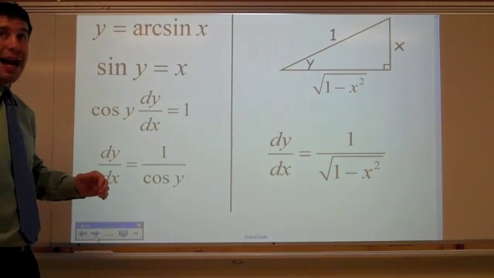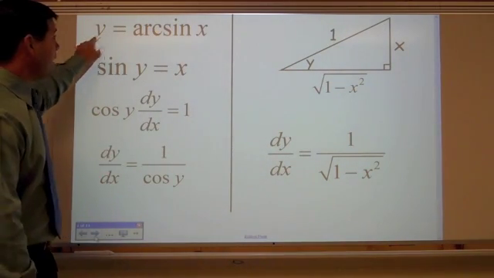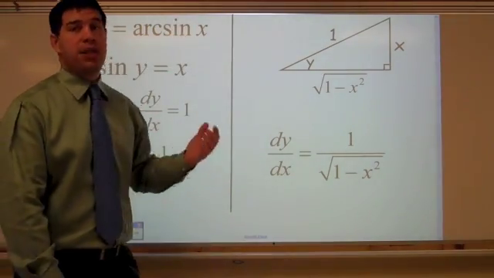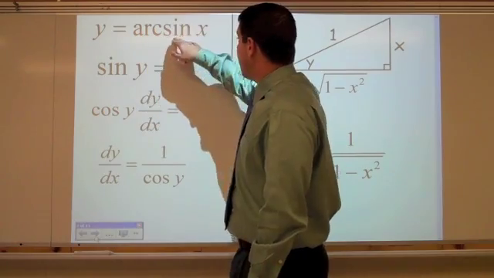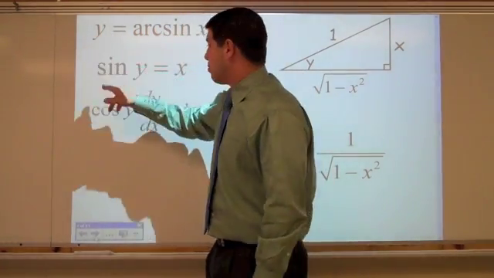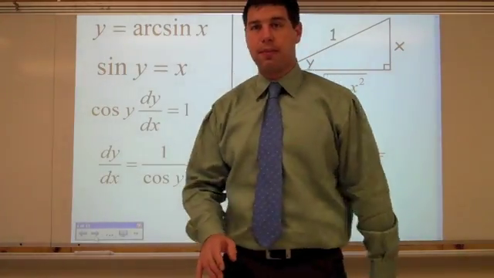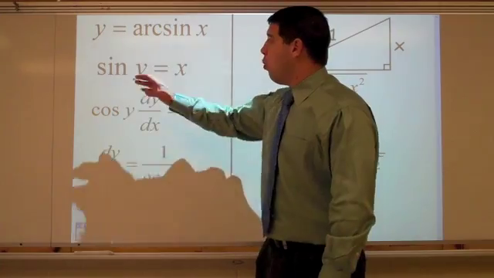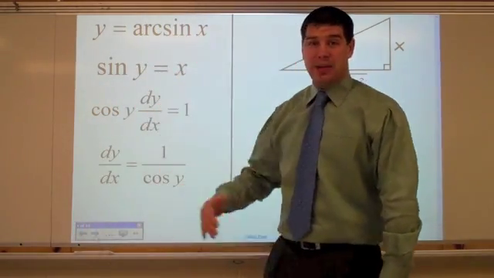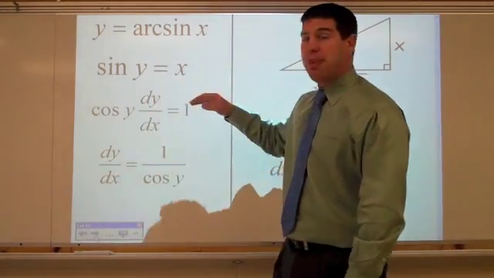So if y equals arc sine of x, that means sine of y equals x. If y equals the arc sine of x, what's the angle that has a sine of x? That means y is the angle, so the sine of y equals x. Rewriting it like this allows us to derive it a little easier. We're going to derive this with respect to x. We're going to find y prime or dy dx, so we're going to derive both sides with respect to x.